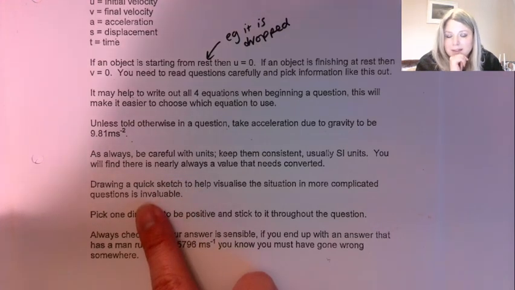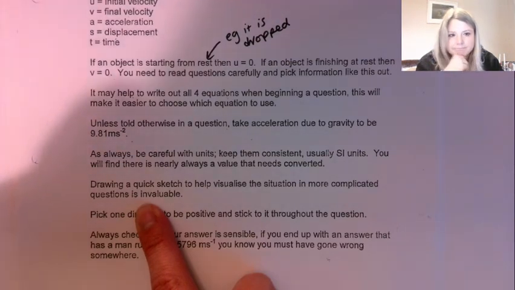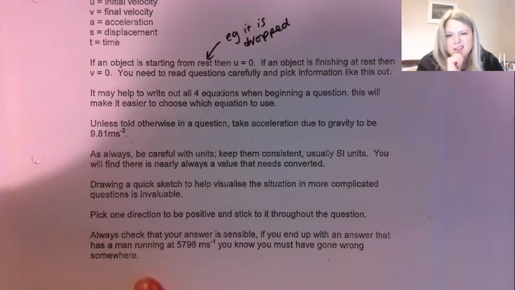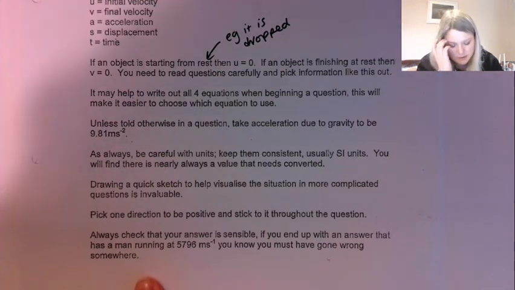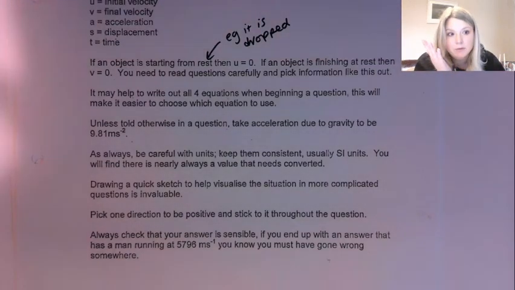And I don't mean anything fancy, it can be a couple of lines on a page, but if it helps you visualise what's going on, it's priceless. Pick one direction to be positive and then stick to that throughout the whole question. And then check your answer's sensible. So if you end up with a man running at 5,796 meters per second, something's gone wrong.